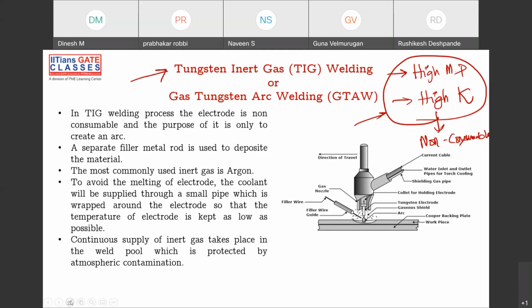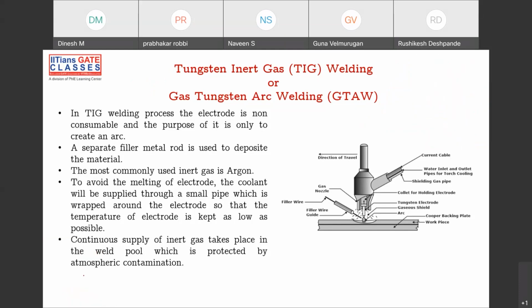Fine. Now we will see the process, and then I'll tell you why it is TIG, why we are writing it as a TIG. So let me tell you the procedure first. What is the procedure here? We have some kind of setup here. Okay, let me zoom this and tell you.